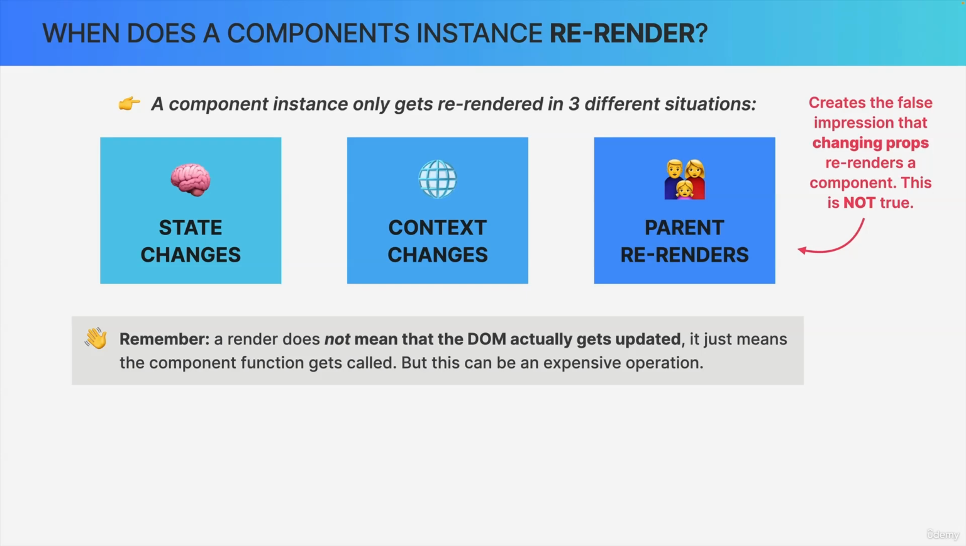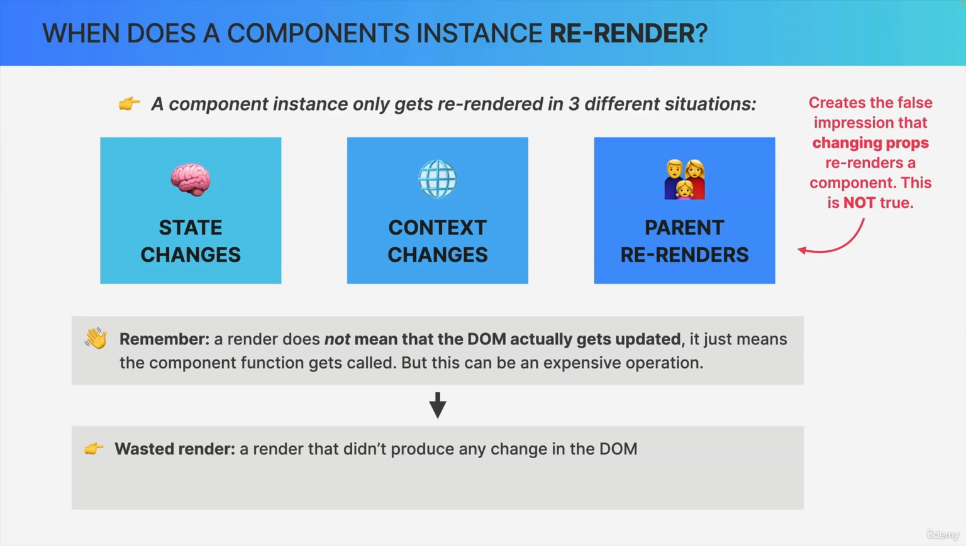So all that rendering means is that the component function gets called and that React will create a new virtual DOM and do all the diffing and reconciliation that we have already talked about before. And this can be an expensive and wasteful operation, which brings us to an important topic of this video: wasted renders. So a wasted render is basically a render that didn't produce any change in the DOM. So it's a waste because all the diffing calculations still had to be done, but it didn't result in any new DOM. And so therefore, all the calculations were for nothing.